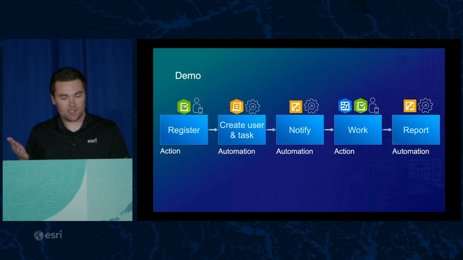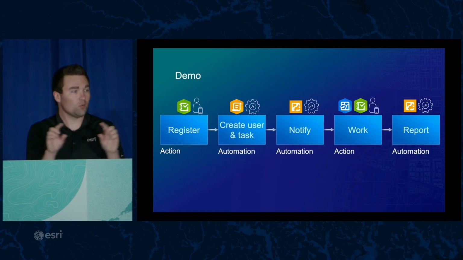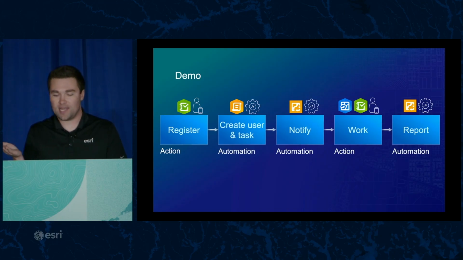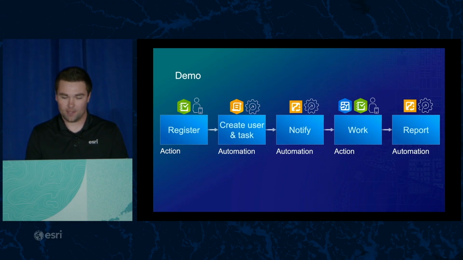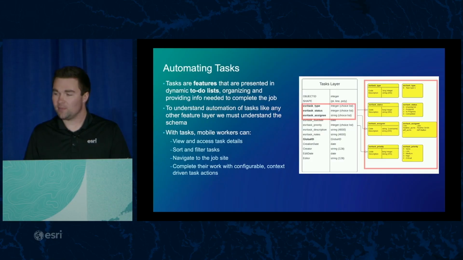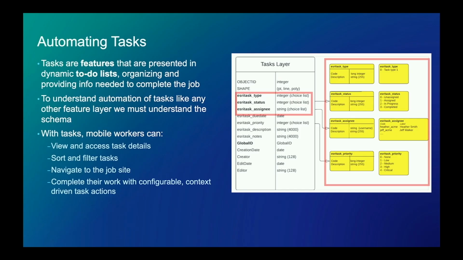That's the next box here. We'll see in Field Maps, they'll perform their work, complete their task, and then fill out an exit survey. And then we'll have a Power Automate webhook to generate a report from that work that they just did and upload it as an attachment to that tasks layer. And then I'll hand it back over to Laura to talk about tasks in a little bit more detail. Thanks.